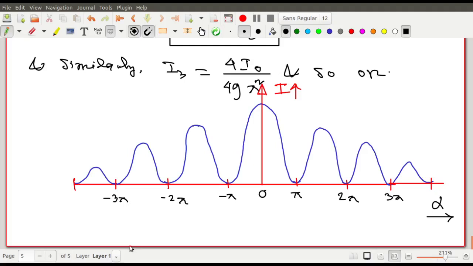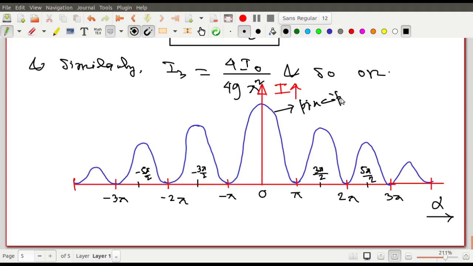And where do I have the maxima? The principal maxima is at 0. The next maxima you see is at 3 pi by 2. Sorry, I just mark it here for clarity, 3 pi by 2. The next one is at 5 pi by 2, and so on. This side also you have the maxima at negative 3 pi by 2. This is the first maxima. This is the second maxima, 5 pi by 2. And this is the central or the 0th maxima. This is called the principal.